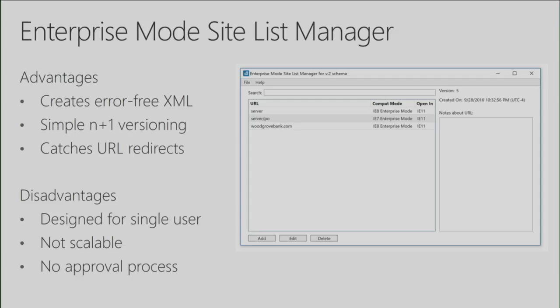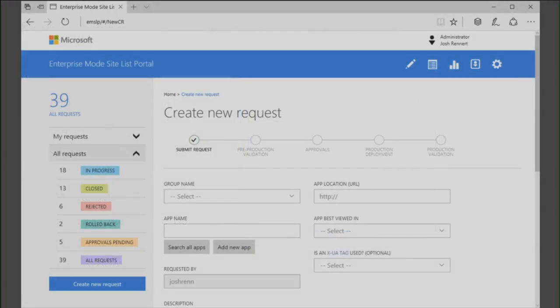But once you get into that enterprise scale, then we're going to talk about the next level up, and that is the enterprise site list portal. This is where you start empowering your users to say, look, what about this website? Or what about this website? I need to use it.